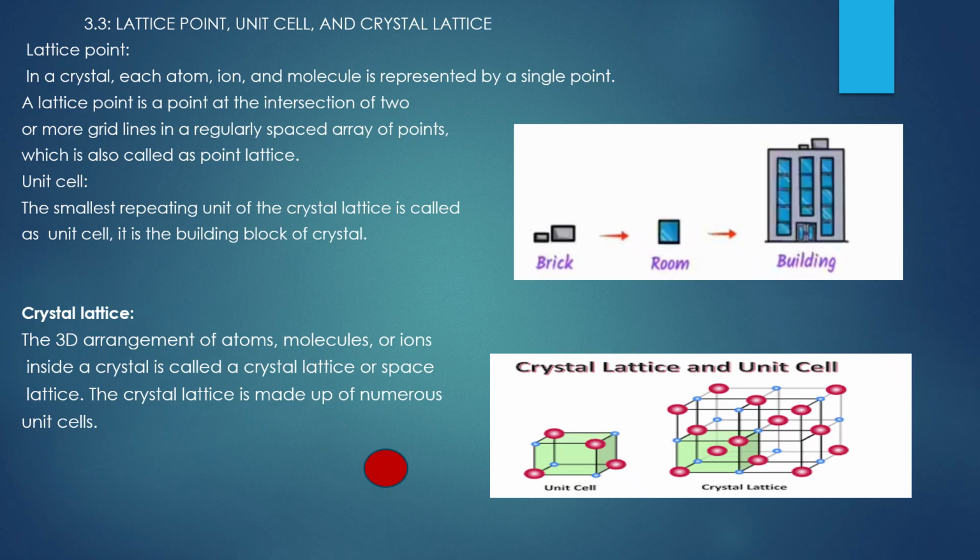Unit cell. Unit cell is the smallest repeating unit of the crystal lattice. It is a building block of the crystal. Crystal lattice. The three-dimensional arrangement of atoms, molecules or ions inside a crystal is called a crystal lattice or space lattice. The crystal lattice is made up of numerous unit cells. In the above example, the bricks are considered as lattice points, the room is considered as a unit cell, and the building is considered as a crystal lattice.